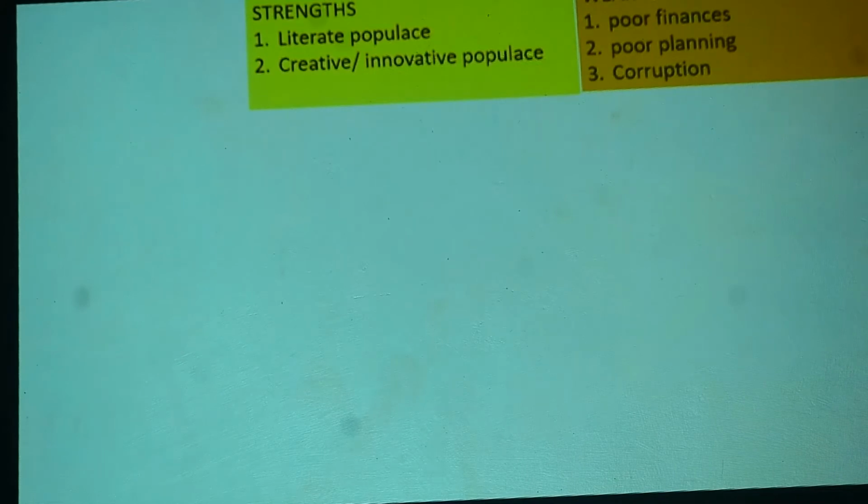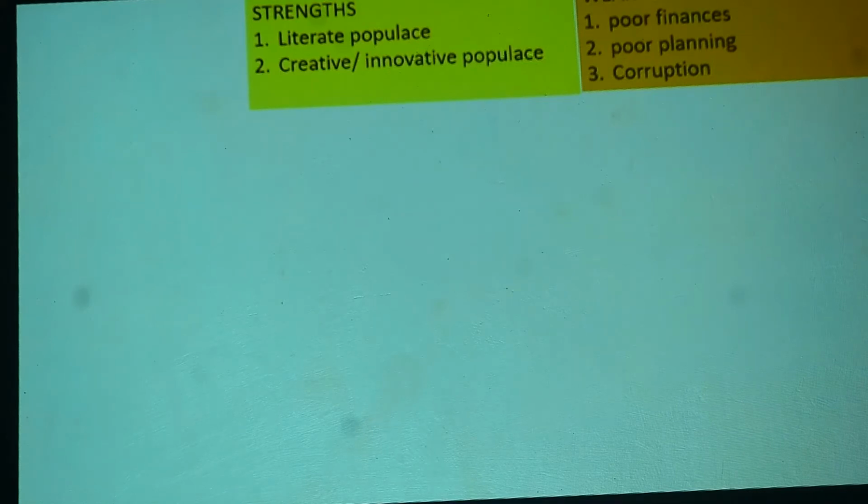Finances are low. Our planning for the COVID pandemic is not up to expectation. And of course, there's corruption. We saw people in court. There are cases against KEMSA. People, entrepreneurs, using their offices to get money that's supposed to go for COVID and misappropriate it.